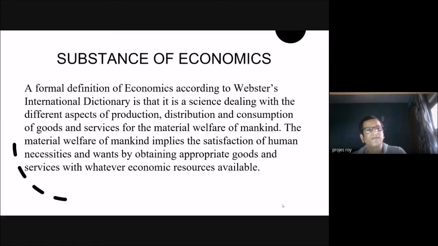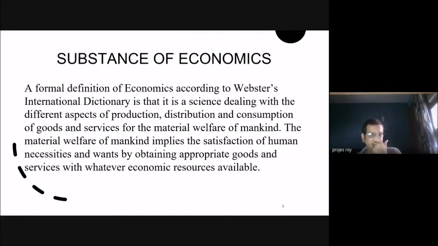Substance of economics. The formal definition of economics according to Webster's International Dictionary is that it is the science dealing with the different aspects of production, distribution, and consumption of goods and services for the material welfare of mankind. The material welfare of mankind implies the satisfaction of human necessities and wants by obtaining appropriate goods and services with whatever economic resources are available. So, economics is based on material demand and the satisfaction of human necessity. That's a cyclic process.